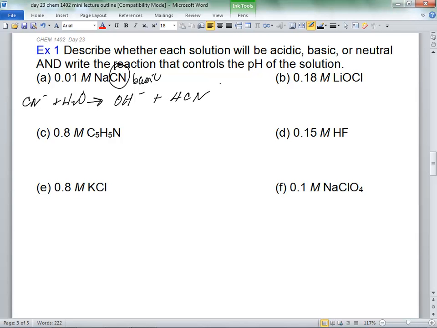So try B. Determine whether 0.18 molar LiOCl is acidic, basic, or neutral. And depending on your answer, write the corresponding Ka or Kb reaction that's going to control the pH.